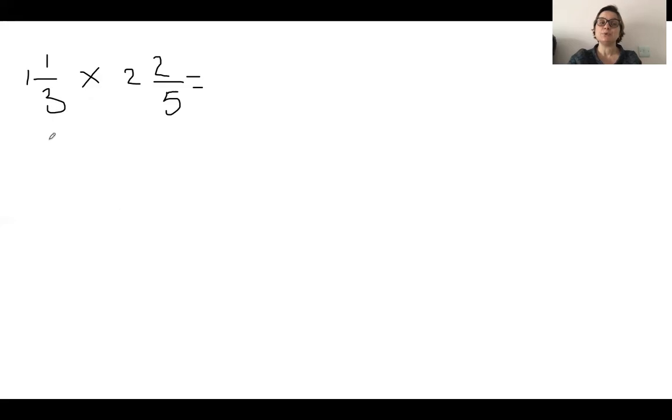Next one, 1 and 1/3 times 2 and 2/5. And here it is very important again to change the mixed numbers to improper fractions, and then look for simplification, and then multiply numerator by numerator, denominator by denominator. So this one is going to be 3 times 1 is 3, plus 1 is 4. So 4 over 3 times 5 times 2 is 10, 10 plus 2 is 12. So 12 over 5. And then look at both sides.